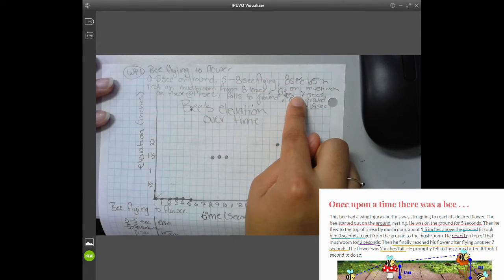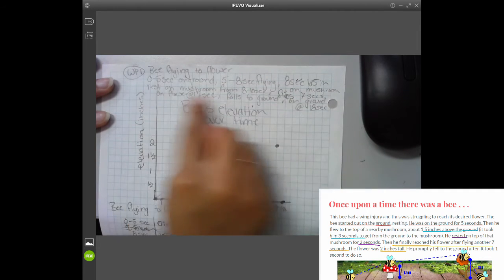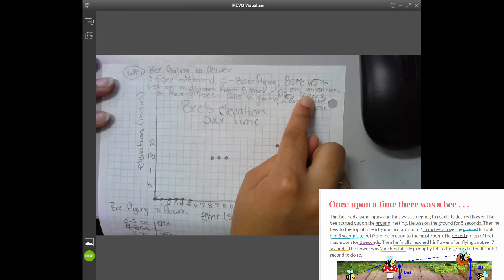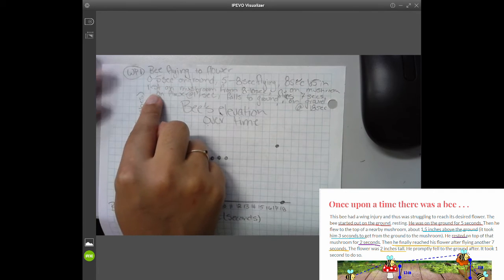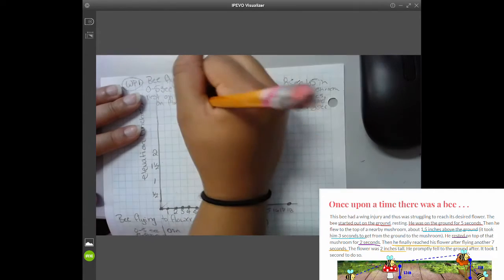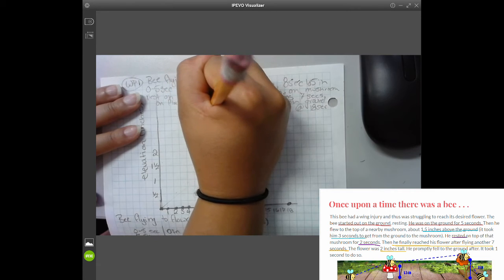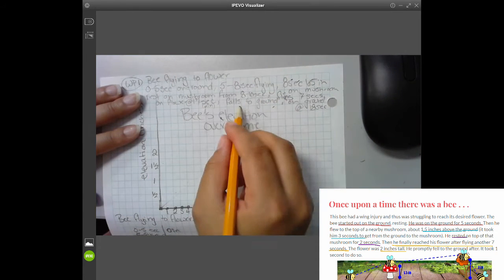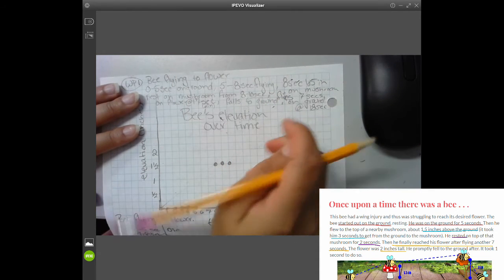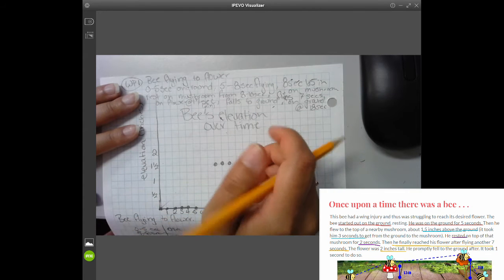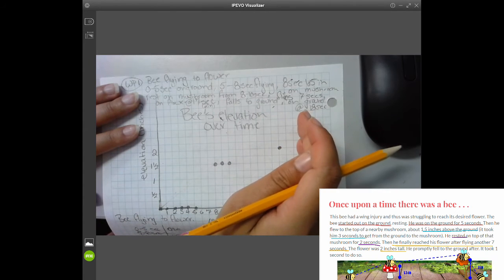And then he flies for 7 seconds, because it says he finally reaches his flower after flying another 7 seconds. And the flower is 2 inches above the ground. So he flies for 7 seconds. I don't know how high he is at that point. He's going to reach the flower at 17 seconds, and that flower is 2 inches tall. Okay. He falls to the ground and is on the ground at the 18th second, because it only takes him 1 second to fall to the ground.